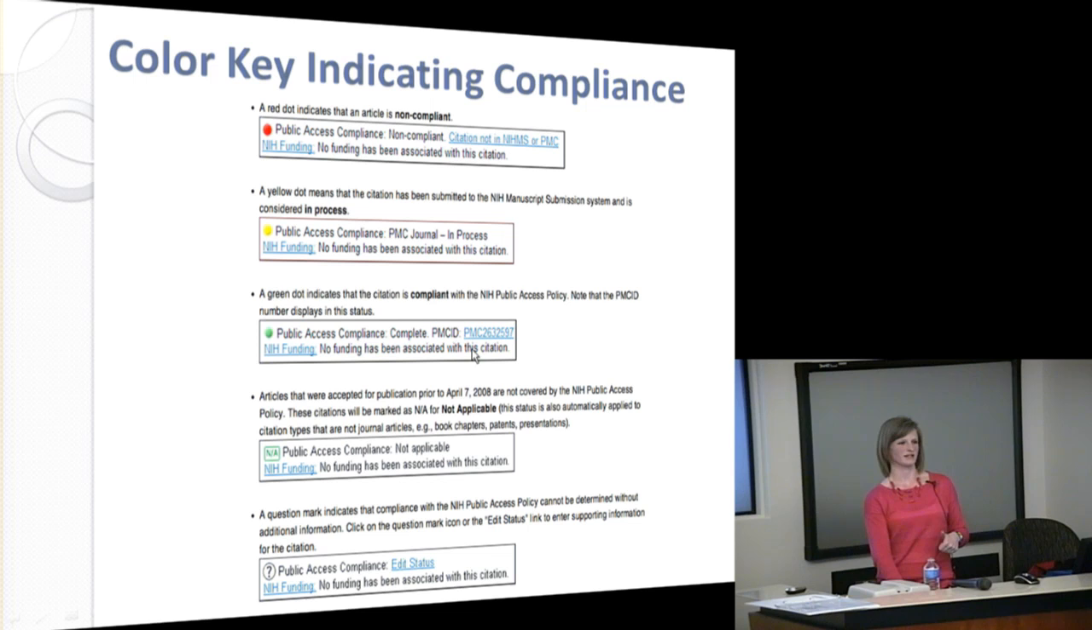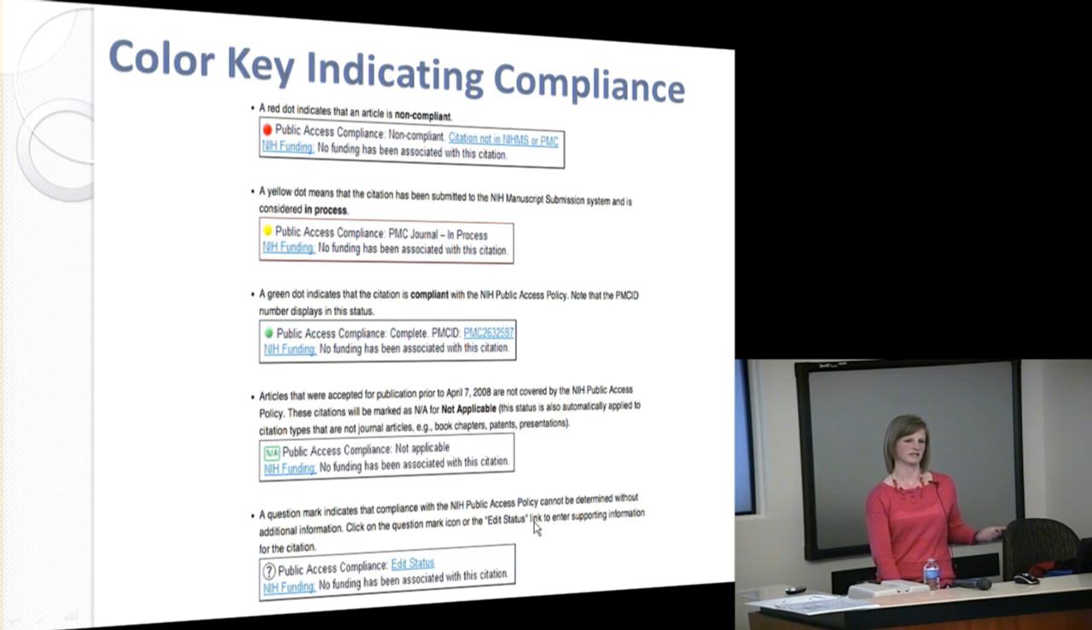Green, you're good, it's in PubMed Central, it'll show the ID number there for you. NA, that's not applicable. Remember I said this is why you want to use this system. This is your opportunity to tell NIH why an article doesn't have to be put into PubMed Central. So these are the articles that were accepted for publication before April 7th of 2008, or they weren't peer-reviewed articles, or they weren't NIH funded.